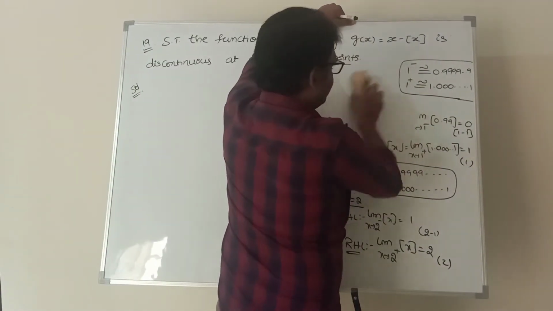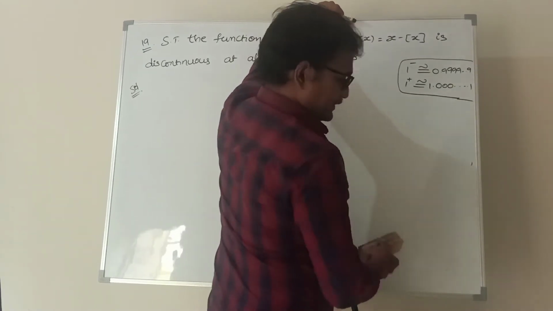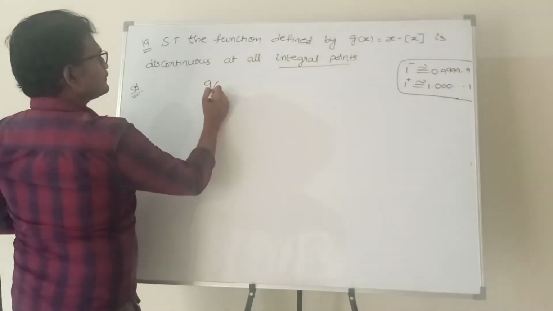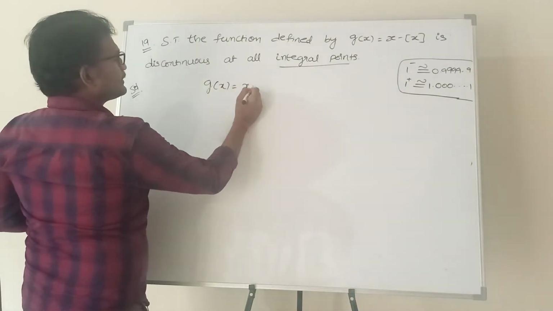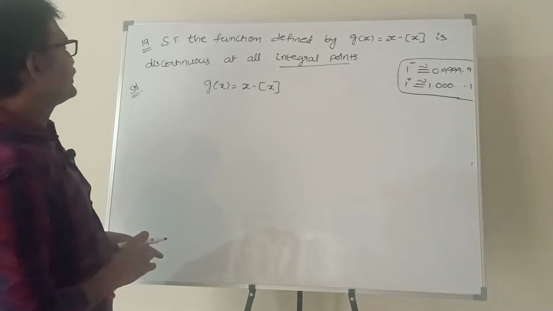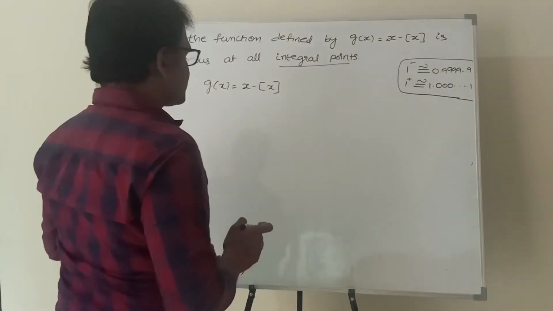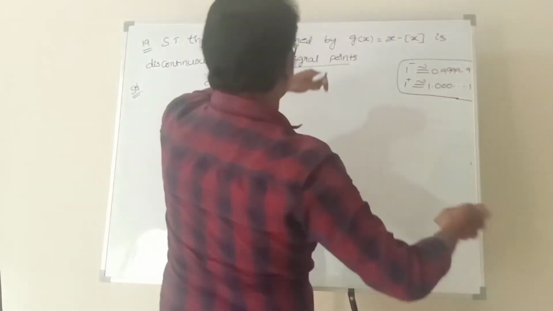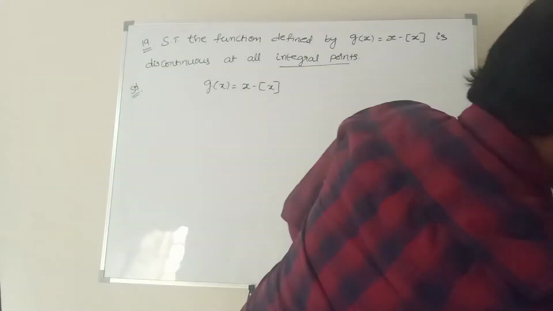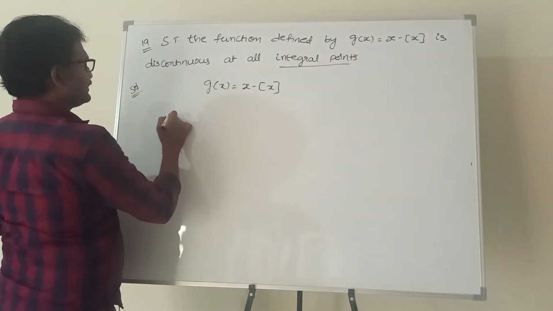Prove that g of x equal to x minus step x. What is the given problem? g of x equal to x minus step x. What do we have to prove? Show that the function defined by g of x equal to x minus step x is discontinuous at all integral points. So at every integer, we have to prove that this is discontinuous.